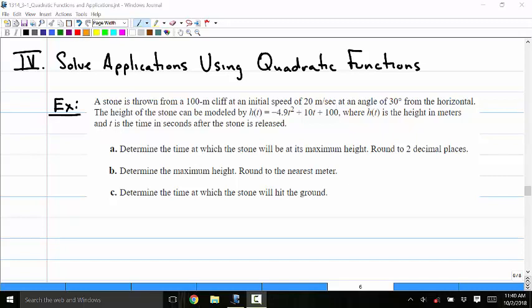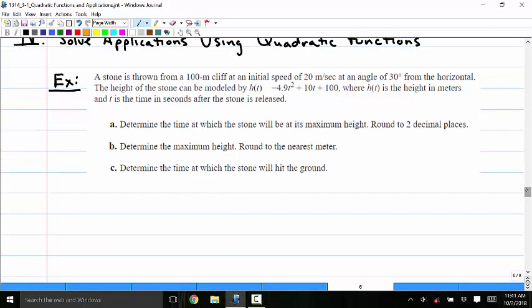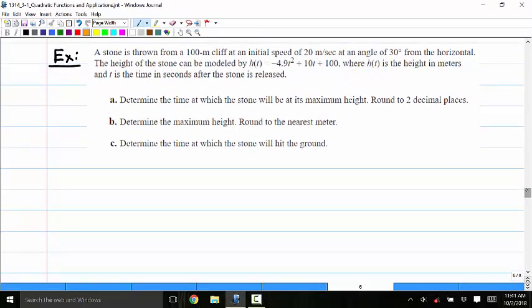The height of the stone can be modeled by h of t equals negative 4.9 t squared plus 10t plus 100, where h of t is the height in meters and t is time in seconds after the stone is released. Okay, before I even go look at the questions, I'm going to draw a picture of what all that says.